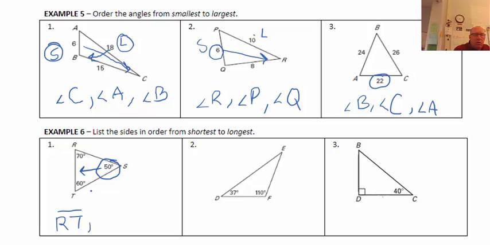Well, then we're going to go across from the 60 next, so that should be an R and an S, or you can call it S and R, it doesn't matter, it's the same line segment. I'm just going in alphabetical order. And finally, our largest angle is 70, so it should build the largest side of the triangle across from it as S to T, or again as T to S. But there are your side lengths listed in order from shortest to longest. Again, pause the video, try 2 and 3 on your own, and then you can check your work.